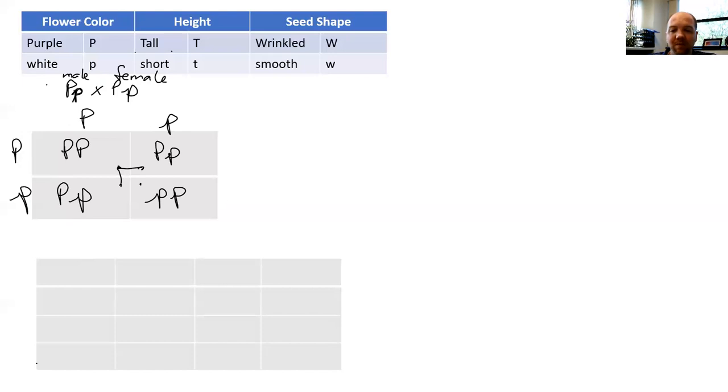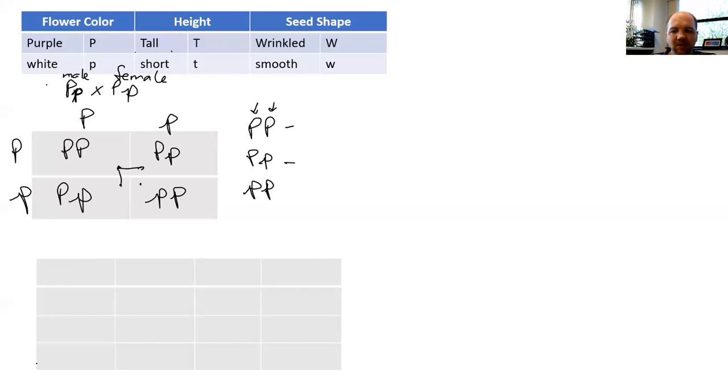Now we can figure that out mathematically as well. The way we do this mathematically is we have to write down the possible genotypes that we could get for this cross, and then using mathematics and probability, we can figure out the ratio that we expect. And the way that we do this is we say, okay, what's the probability of getting this large P from the male, and what's the probability of getting the large P from the female?